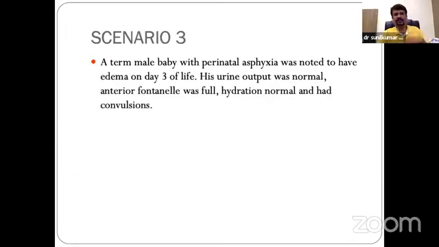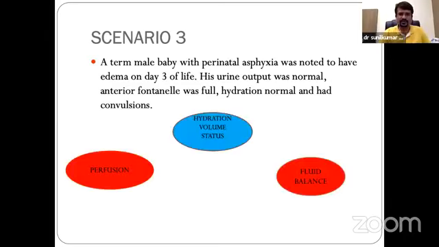Okay, coming to another scenario, a term male baby with perinatal asphyxia was noted to have edema on day 3 of life. His urine output was normal, the anterior fontanelle was full, hydration normal, and he had convulsions. And it's a convulsion on day 3 of life. So a fresh convulsion on day 3 of life may not be due to the basic pathology, asphyxia per se. So what will be the assessment?